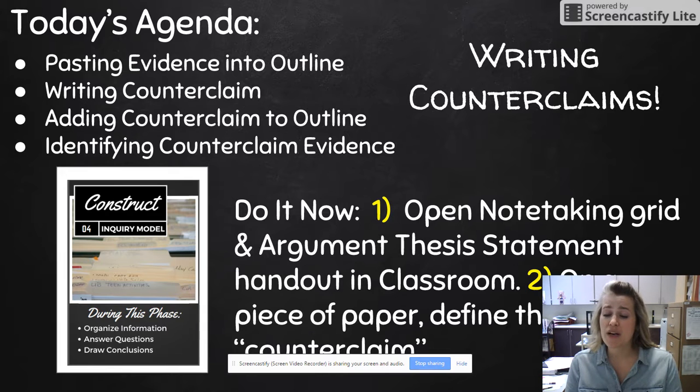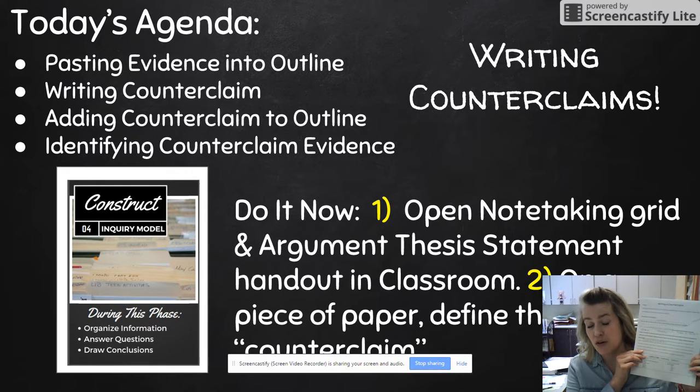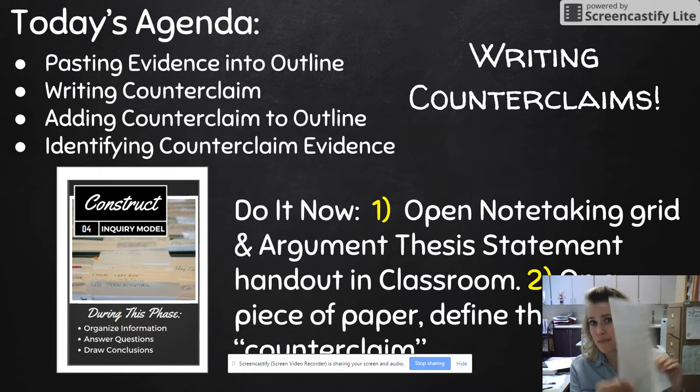So you need to have open in front of you your note-taking grid. It's a handout you can get in Classroom, and the argument thesis statement handout. That's the other handout you had in Classroom, the one with all the different colored boxes. And to get warmed up, on some random piece of scrap paper, or actually on the handout that you got today, if you want to find some blank space, here's the handout I'm talking about.